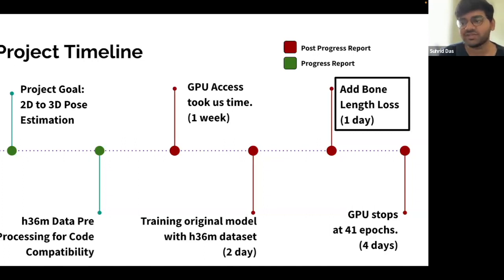Then we trained the original model on the H36M dataset. It was doing well, but we wanted to add something more from our own knowledge, which was the bone length loss. I will talk about this when we are proceeding through the slides. The major problem that we faced while training the model was that we thought it would be really good if it could train through a lot of epochs and provide a very good result. But at the end of the fourth day, it actually stopped because the GPU had crashed due to an out of memory error, and we had attained only 41 epochs.